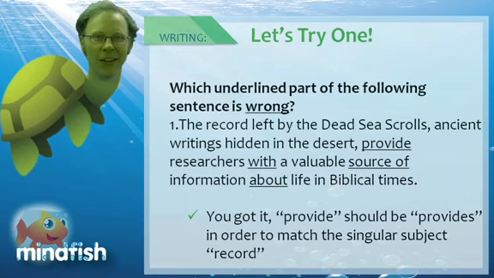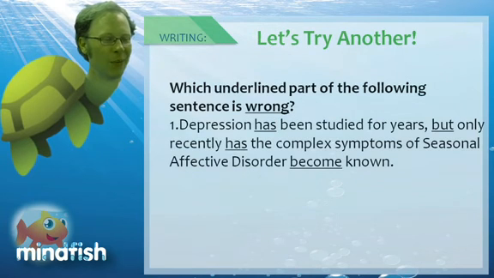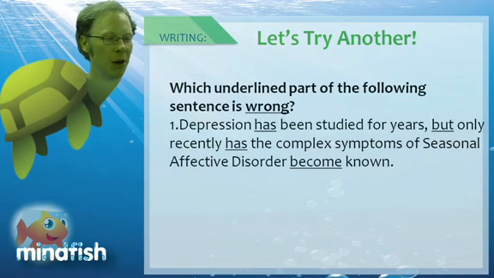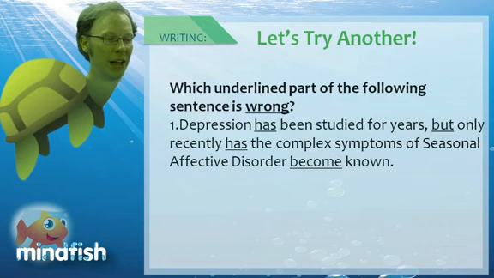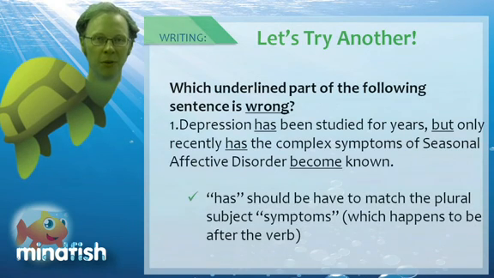Let's look at one more and I'll let you go. "Depression has been studied for years, but only recently has the complex symptoms of seasonal affective disorder become known." Here we've got an example like the one we mentioned earlier where the subject comes after the verb. The subject here is the complex symptoms. That's a plural subject and therefore we need a plural verb. Has, which is singular, should be changed to have, which is plural in this sentence.